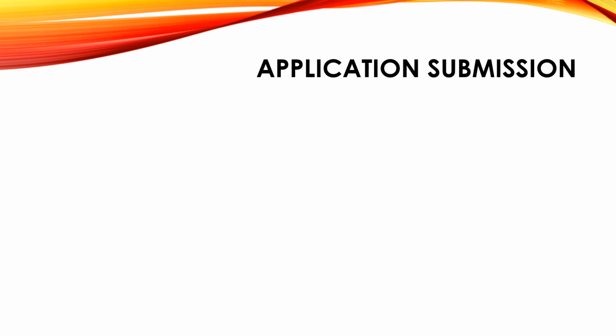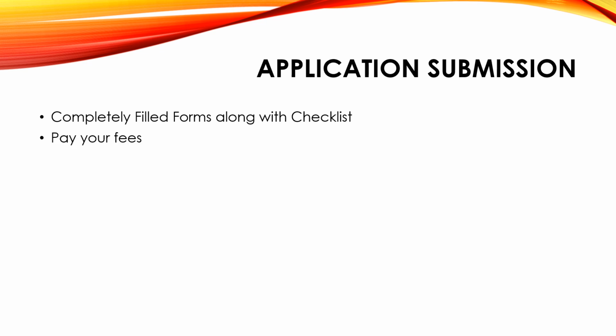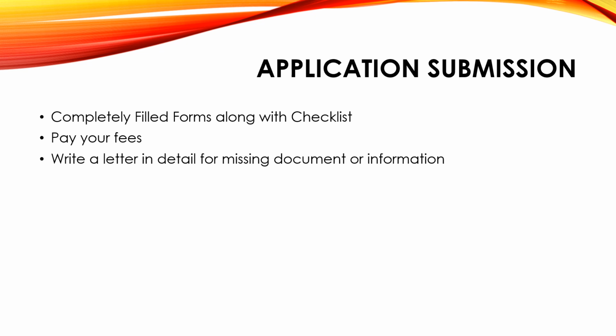Next is application submission. Make sure you completely fill all the forms along with the checklist. If you go to the CIC website, there is an application package. Depending on which country you are in and who you are sponsoring, make sure you download the right application package, fill all the forms and include the checklist also. Pay your fees and then write a detailed letter for any document that is missing or any information that you are not able to provide properly. Then submit, and all you have to do is wait for IRCC to contact you saying that the PR has been approved.